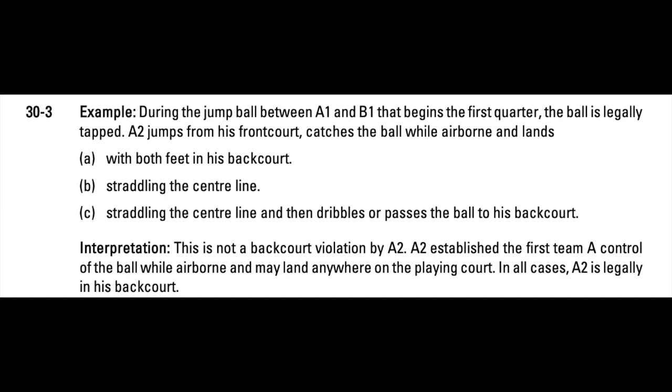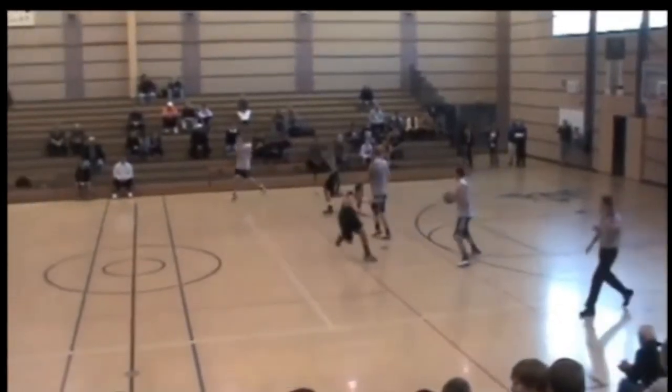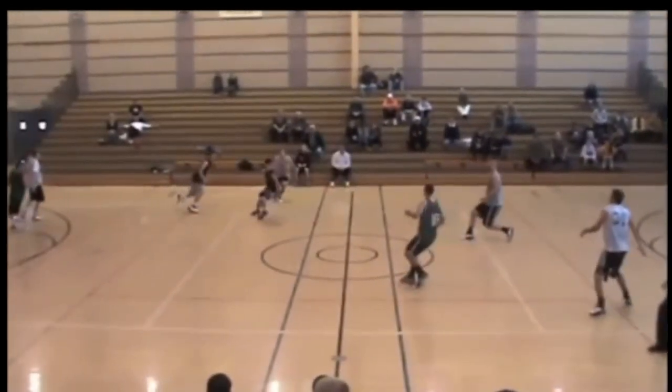A2 jumps from their front court, catches the ball while airborne, lands with both feet in the backcourt, straddling the center line, and dribbles or passes to the backcourt. In all these cases it is not a backcourt violation because, as we said before, if you gain control of the ball while airborne, it doesn't matter where you land, you will not have a violation.